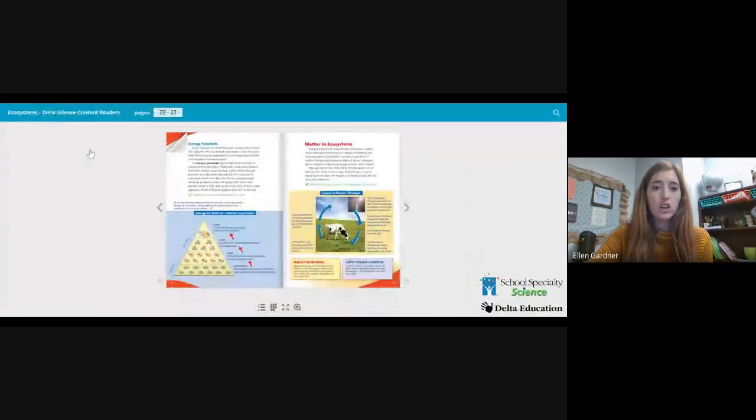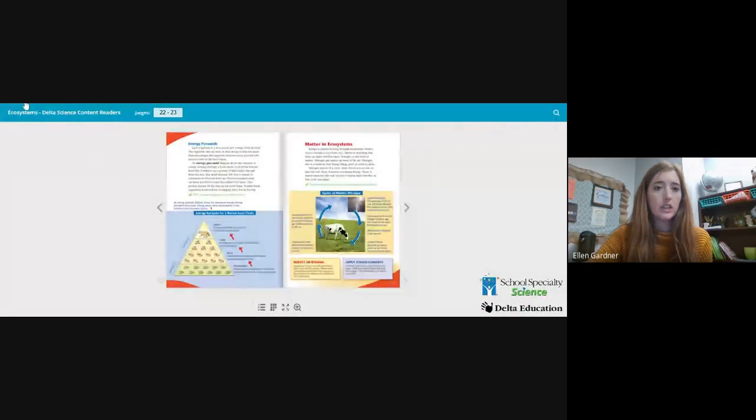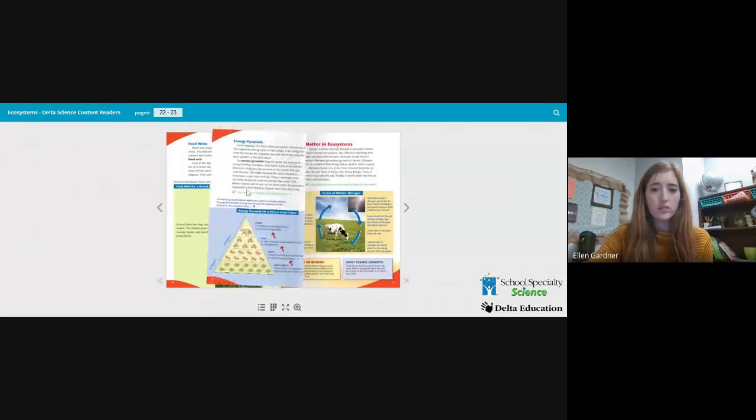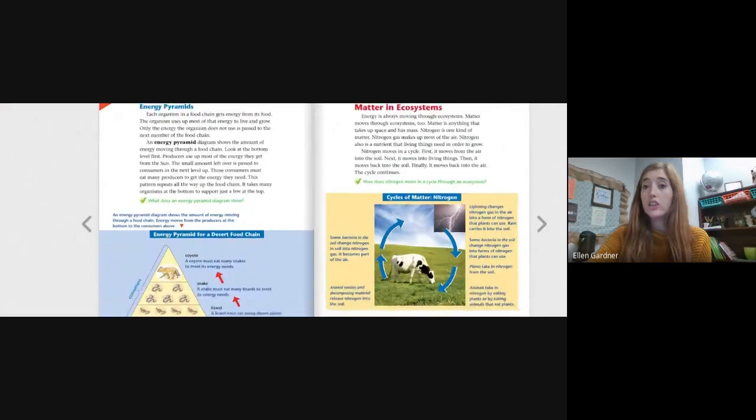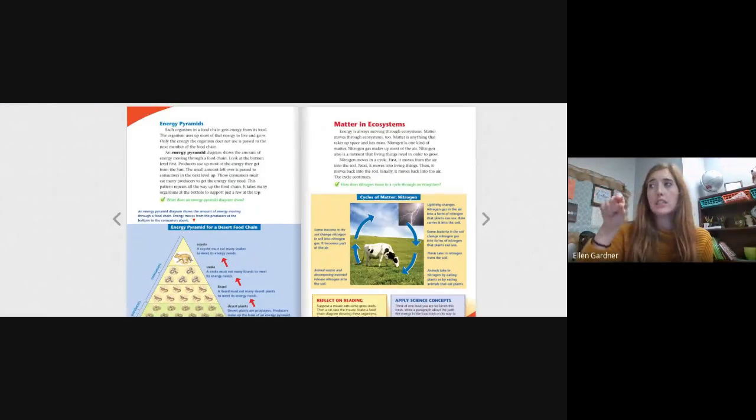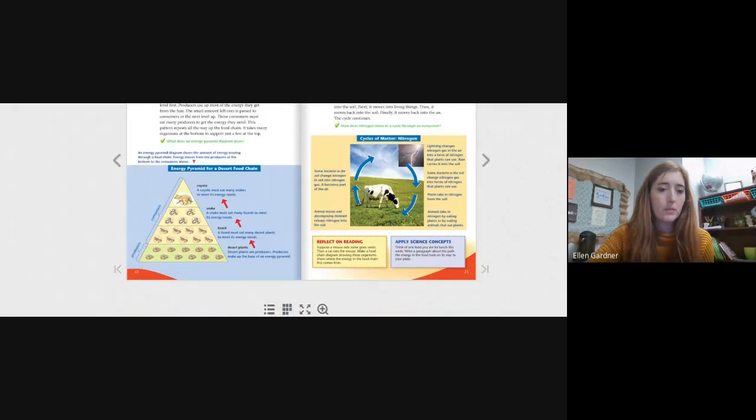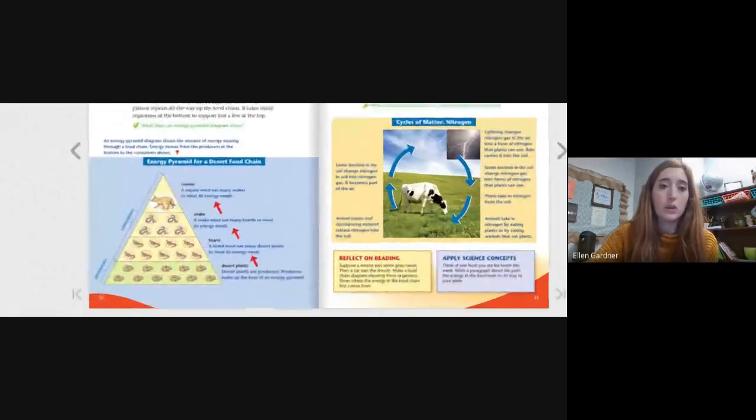Today we're going to look at an energy pyramid, and this is in your Delta Reader, which is the book that is on Bright Thinker. So this is in Bright Thinker, not on the to-do list, but if you go to Science and then Ecosystems Reader, this is where we are reading from. On page 22 and 23 of the book.